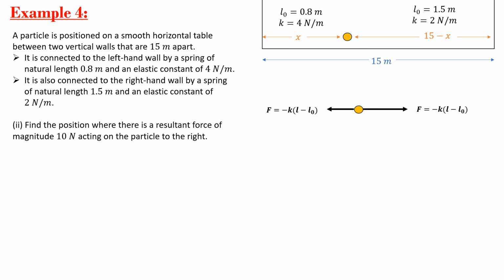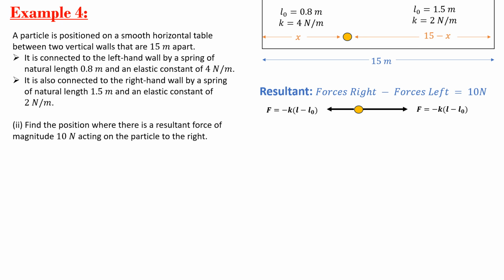So part 2 of this question asks us to find a position where there is a resultant force of magnitude 10 newtons acting on the particle to the right. So what that means is rather than being in equilibrium, we now have a resultant force. We have the right force 10 newtons bigger than the left force. So what this simplifies to is the forces to the right take away the forces to the left will result in 10 newtons. So other than that, our process is going to be pretty much the same.